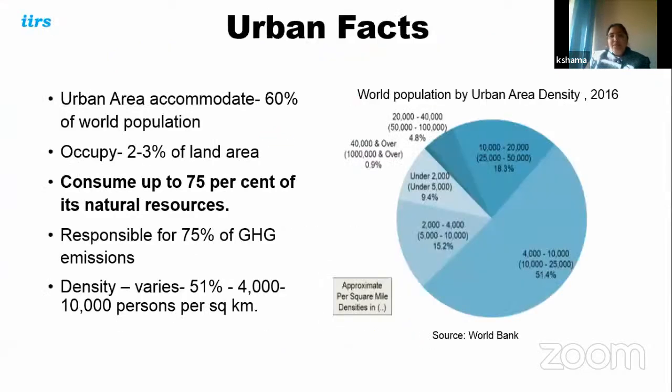So let us start with urban area. As I understand, you may all be from the urban field, so you may be aware of what an urban area is, and I will not go into all these definitions. But we know that urban areas accommodate 60% of the world population, but they occupy only 2 to 3% of land area. That's why urban areas are very important, because their development and proper management have a major role to play, in your regional area as well as in the global context.